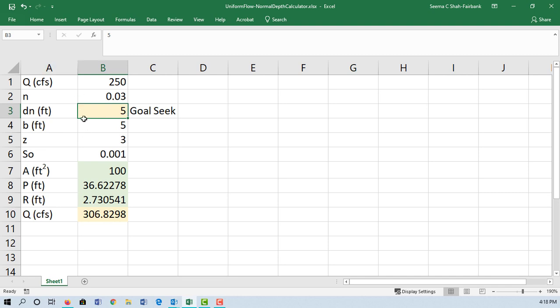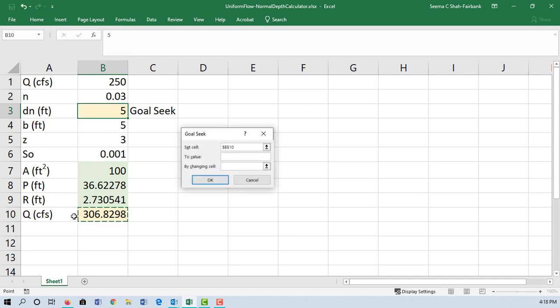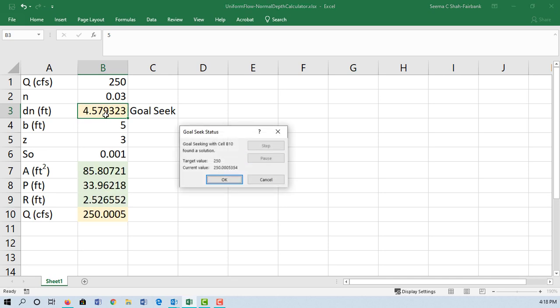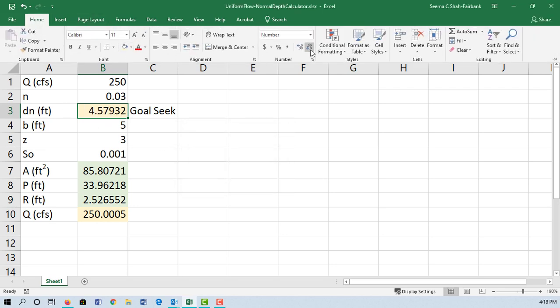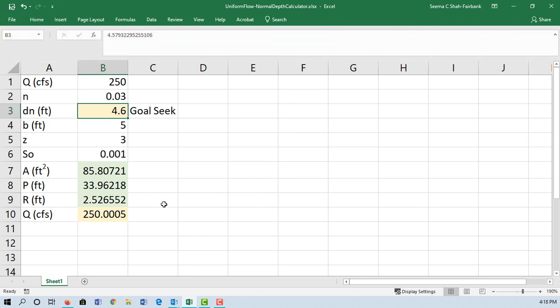So what's helpful is, instead of trial and error or using the bisection rule, we can go under Data, What If, GoalSeek, where we want to set the flow rate in cell B10 to 250 CFS. And we want to change the normal depth, DN, in cell B3. And we hit OK, and we will get 5.68. Now, you can clean this up and just show the significant digits. So 4.6 feet is the normal depth.